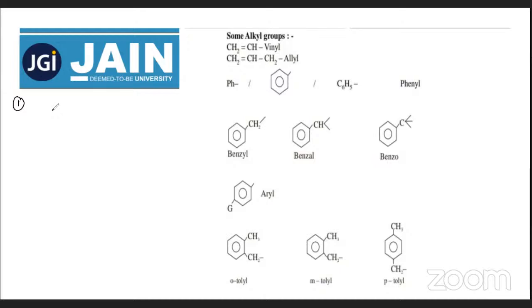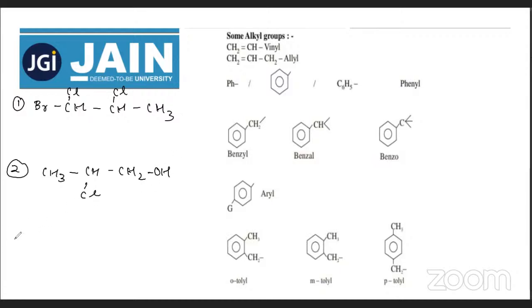Next questions can be: Br, CHCl, CHCl, CH3. This is easy. Then CH3, CHCl, CH2OH. Number 3, you can take it as CH3, C, CH2, CH3, then CH2, CH3, right?